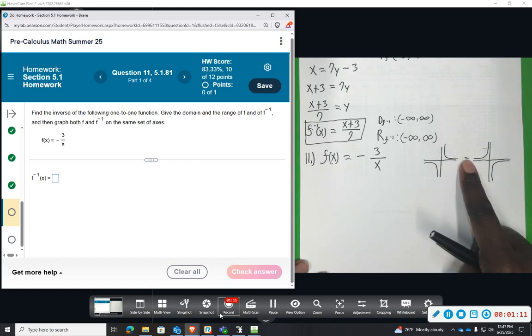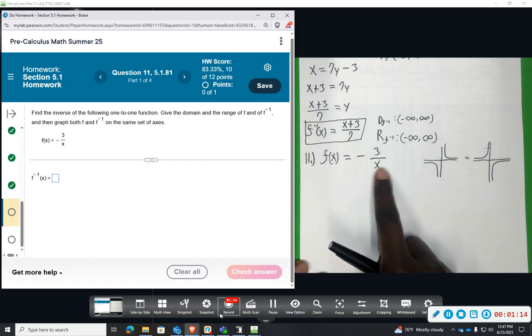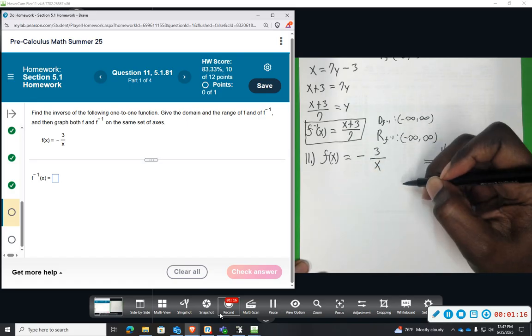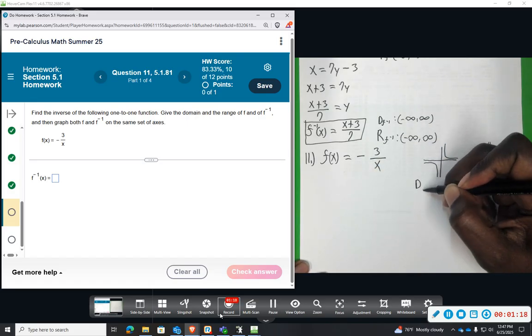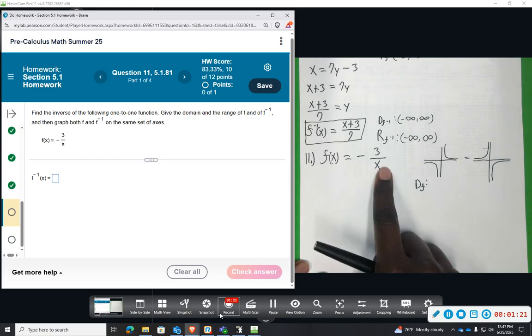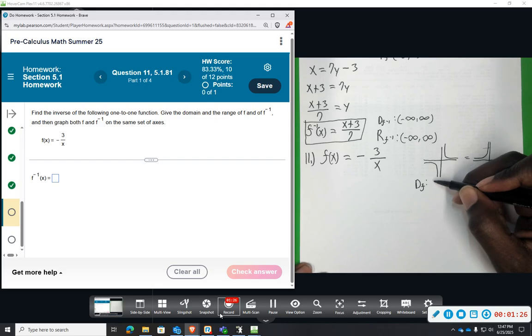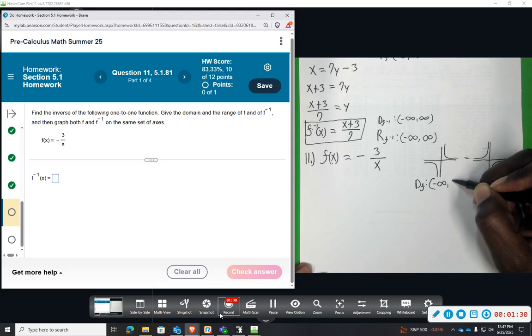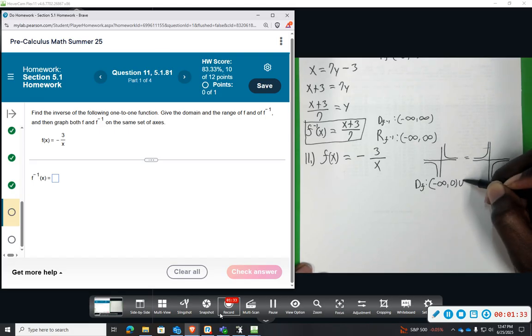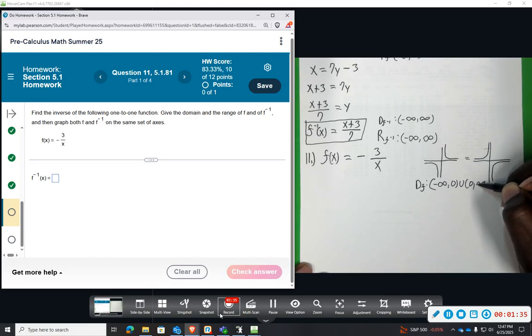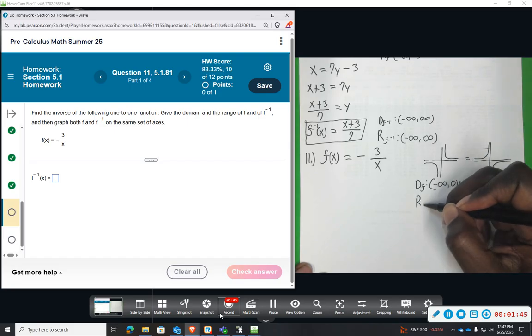But we can see that 0 would not be in the domain. So if I start talking about the domain of f, we cannot divide by 0. 0 is the only thing that will make the denominator 0. So my domain would be negative infinity to 0 union 0 to positive infinity. And you also can see as we go up, this graph curves and does not cross the line y equals 0. So our range is also going to be the same.